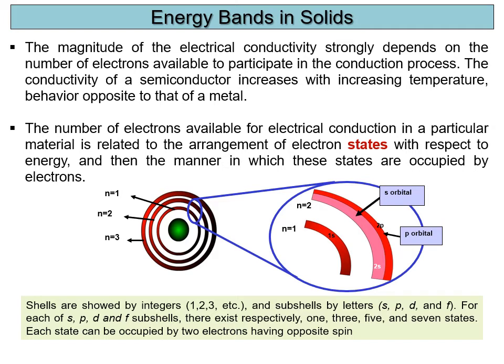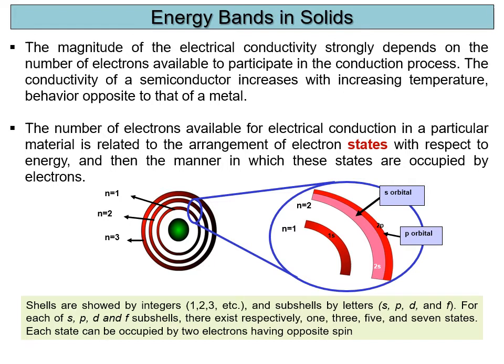Energy bands in solids. The magnitude of electrical conductivity strongly depends on the number of electrons available to participate in the conduction process. So not all of the electrons can conduct electricity. The conductivity of a semiconductor increases with increasing temperature, behavior opposite to that of a metal. The number of electrons available for electrical conduction in a particular material is related to the arrangement of electron states with respect to energy, and the manner in which these states are occupied by electrons.